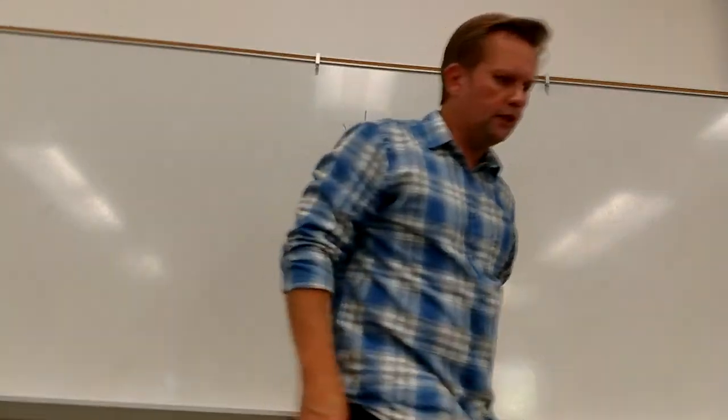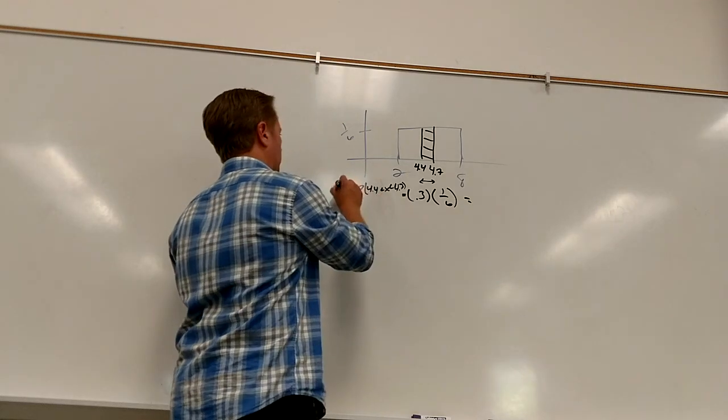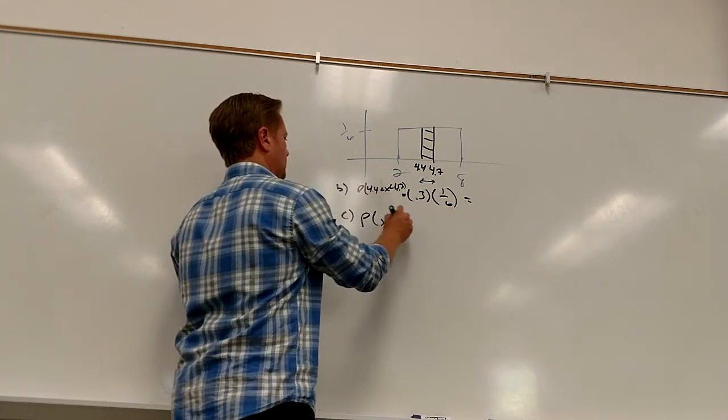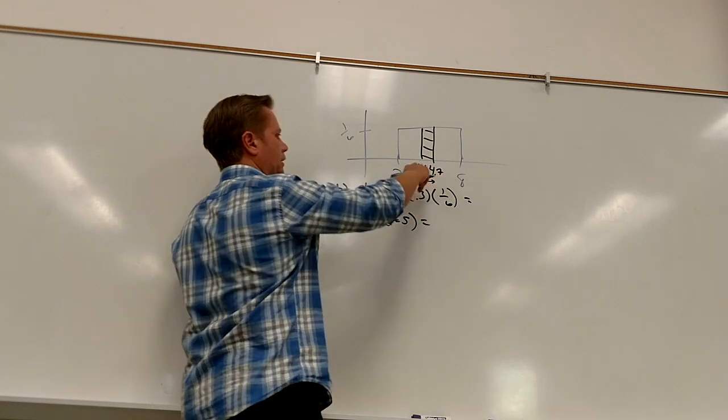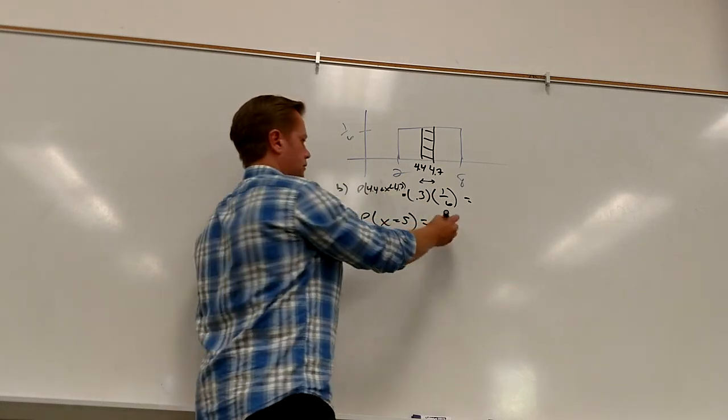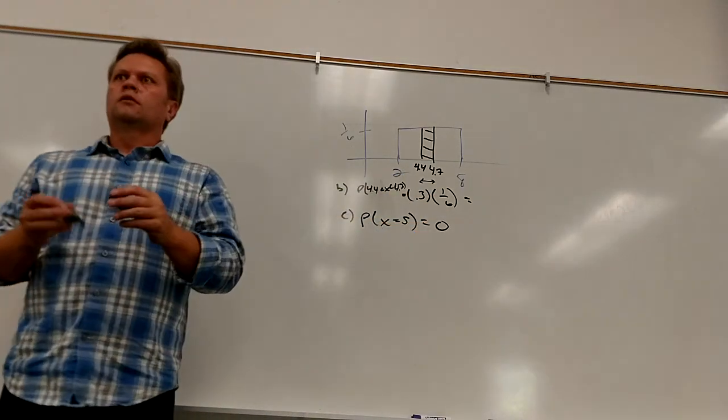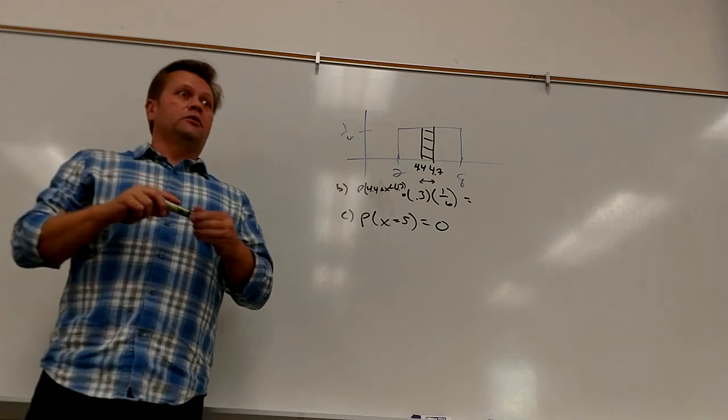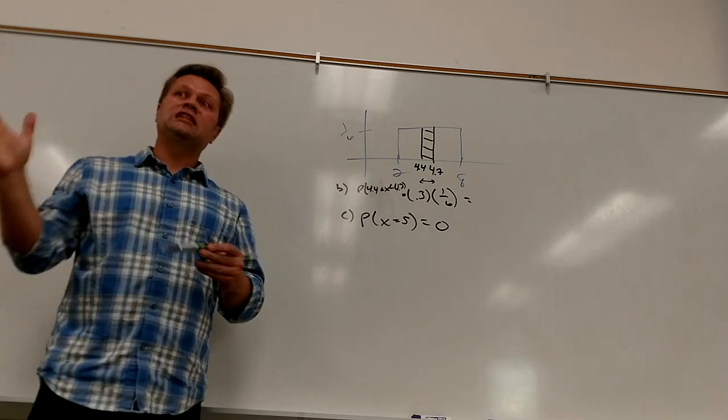Part C is the same kind of problem we saw earlier. X equals 5. What's the probability X equals anything? 0. Because there's an infinite number of things that could happen. Because it's continuous.